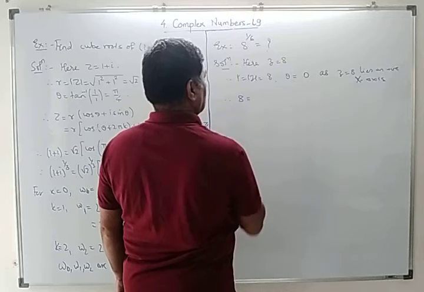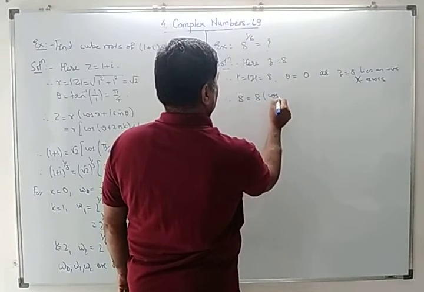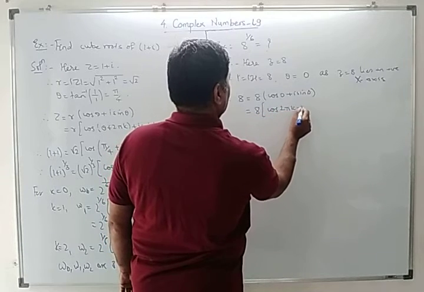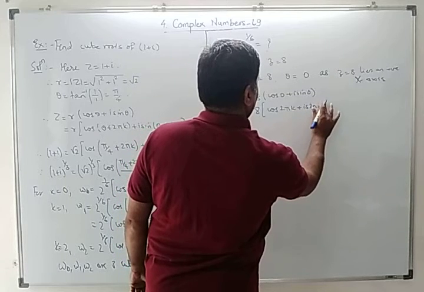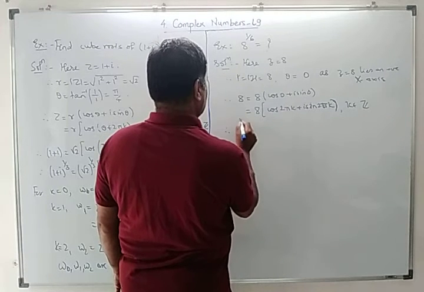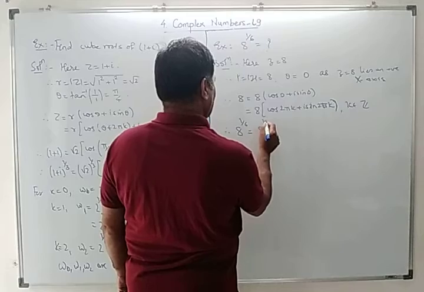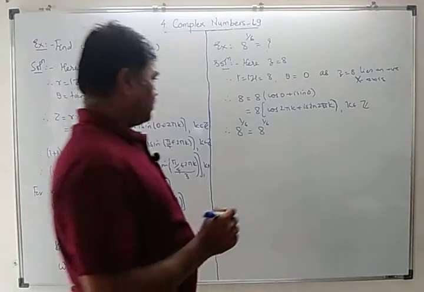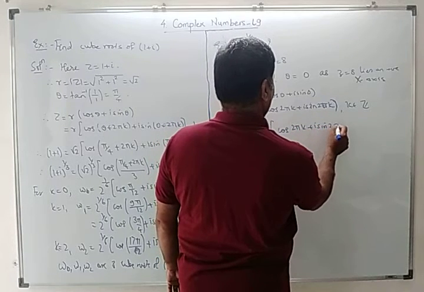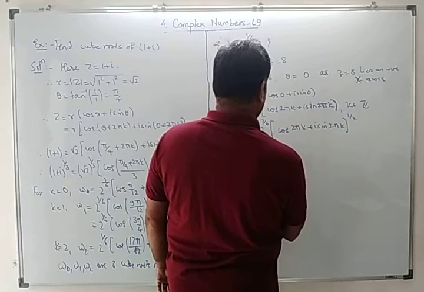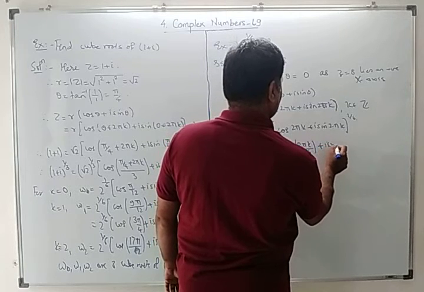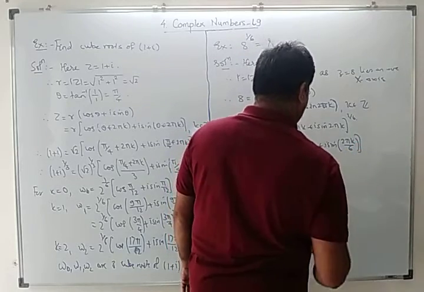And therefore 8 is equal to 8 times cos 0 plus i sin 0, which is equal to 8 into cos 2 pi k plus i sin 2 pi k, where k is in Z. 8 raised to 1 by 6 is equal to 8 raised to 1 by 6 into cos 2 pi k plus i sin 2 pi k raised to 1 by 6, which is equal to 8 raised to 1 by 6 into cos 2 pi k by 6 plus i sin 2 pi k by 6, by De Moivre's theorem.